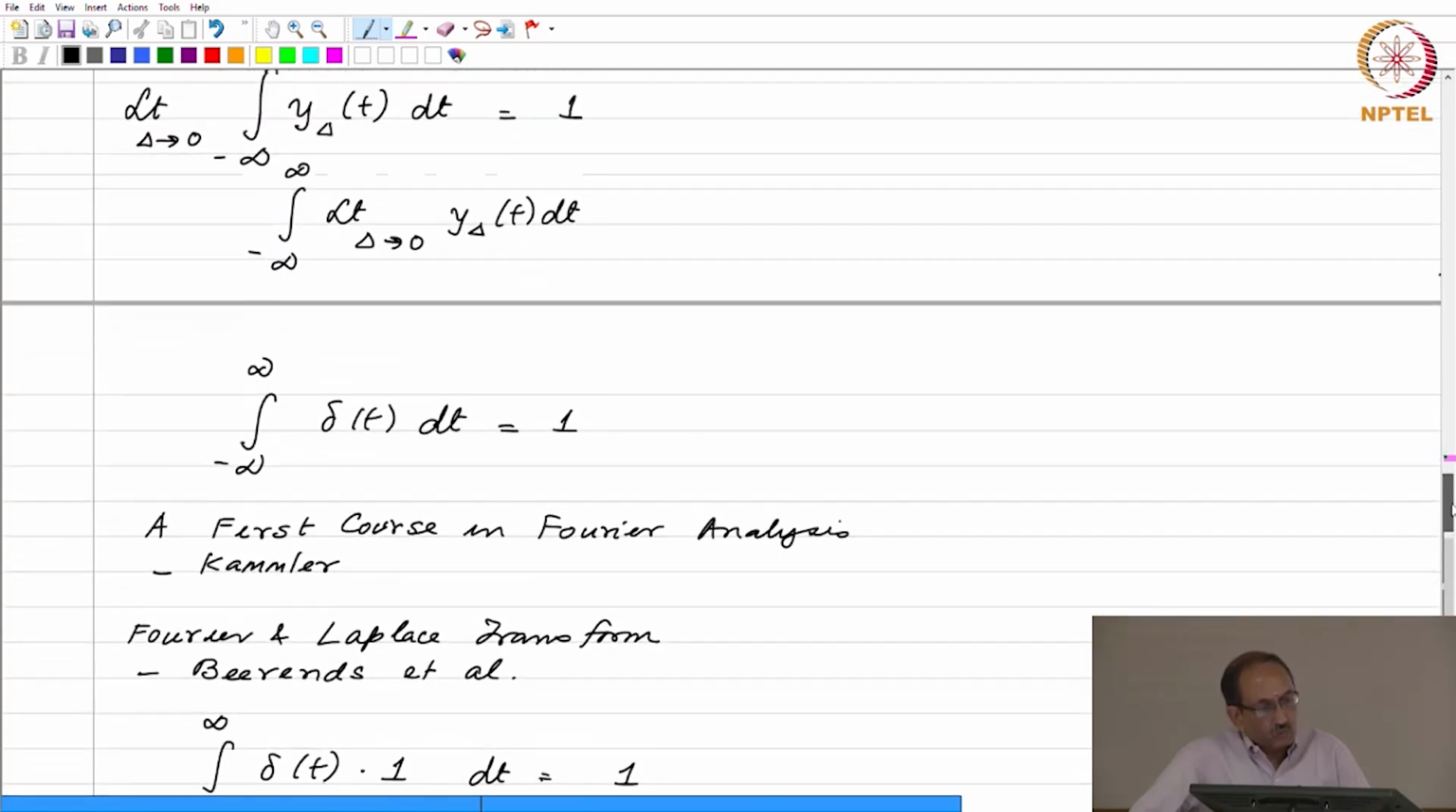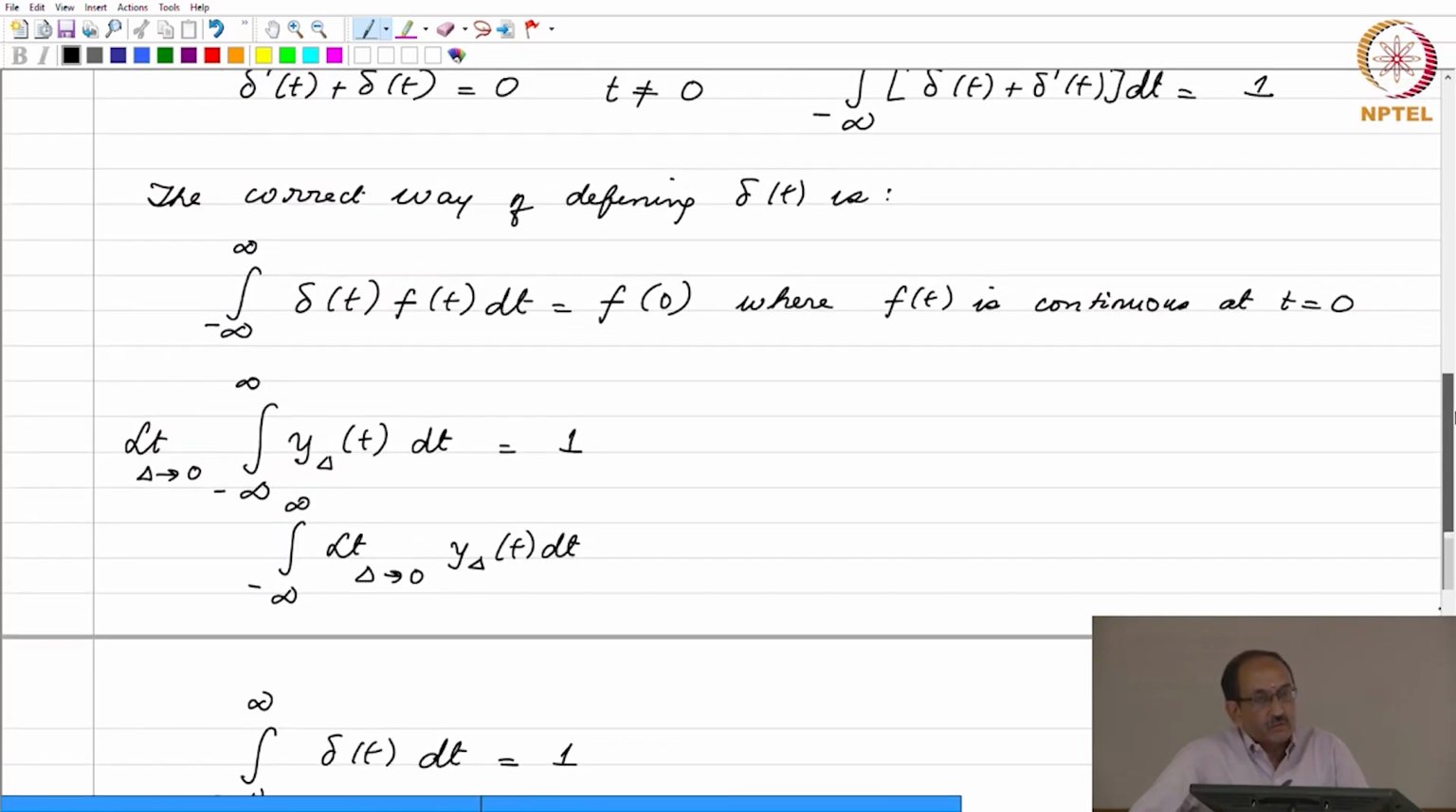And what we are normally used to is that we are given these two definitions, and then this is taken as a consequence of the earlier definitions that we are used to, and we call this the shifting property. Really this is the fundamental definition and the others are consequences.